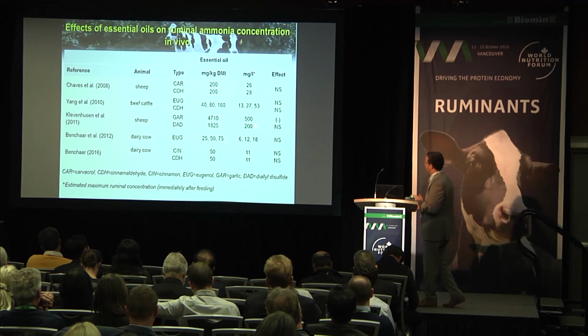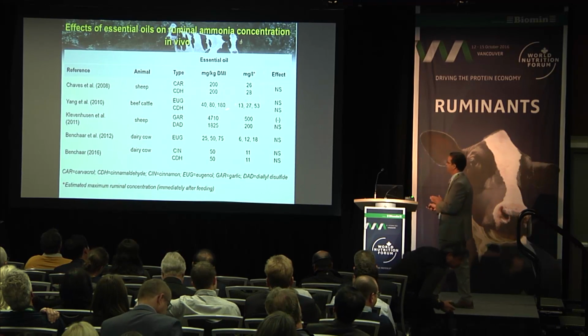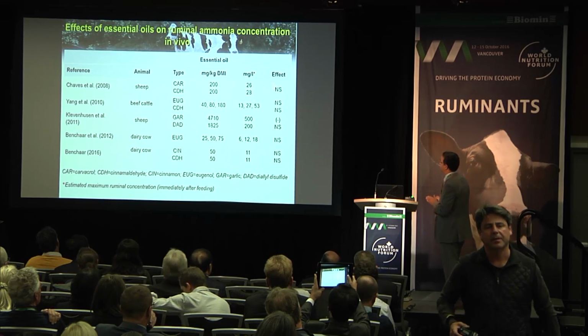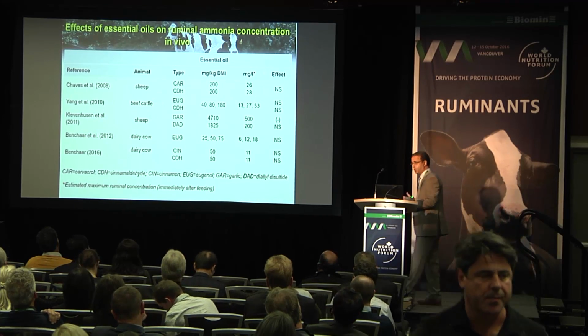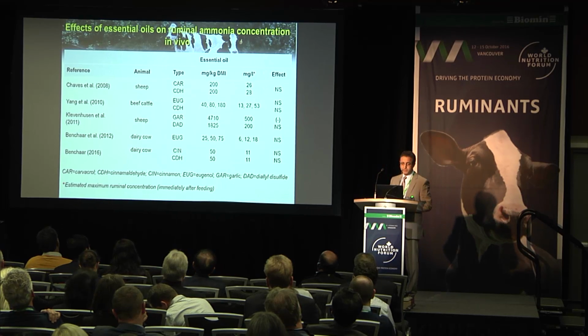As you can see here, it ranges from 10 to 26, except in these studies where the doses used were excessively high. Anyway, there is no effect on ruminal ammonia concentration, which means protein degradation was not affected by the different types of essential oils.